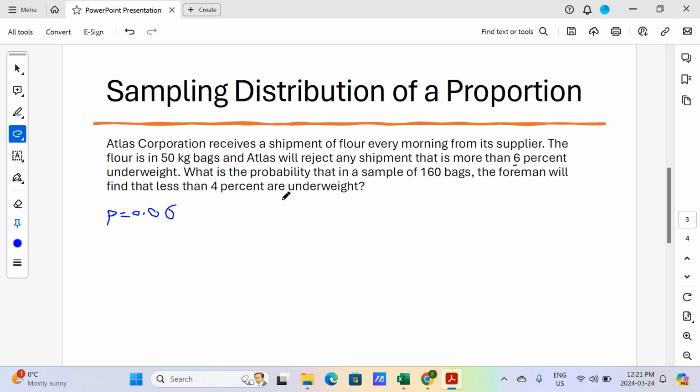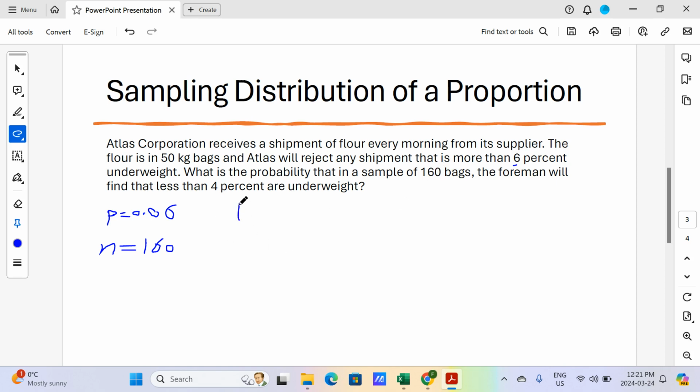Question says, what is the probability that in a sample of 160 bags, the foreman will find that less than 4% are underweight? Okay, so we are going to find the probability that the proportion of underweight bags in this sample of 160 bags is less than 4%.